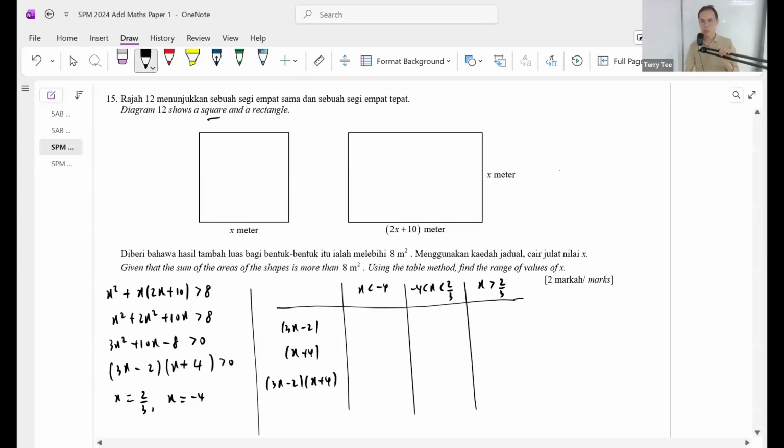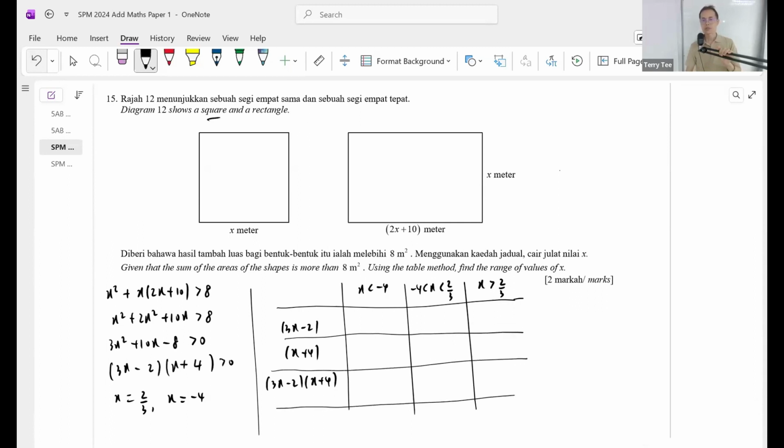Okay, the table method works like this. You need to sub in. Sorry, let me draw this nicely. Wow, still not very nice. Let me just draw my line straighter.